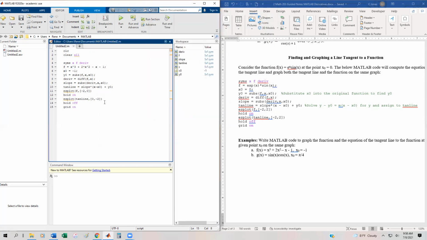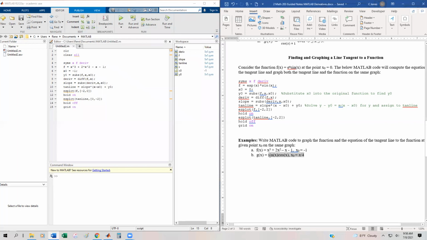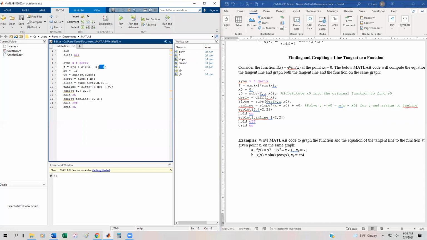Once we have the code, the good news is that we can just change the input slightly to complete our second example. Now we have the function sine x cos x at pi/4. So I'm just going to change my function to sine x times cos x. Remember, in MATLAB you have to explicitly define multiplication. Our point is at pi/4.